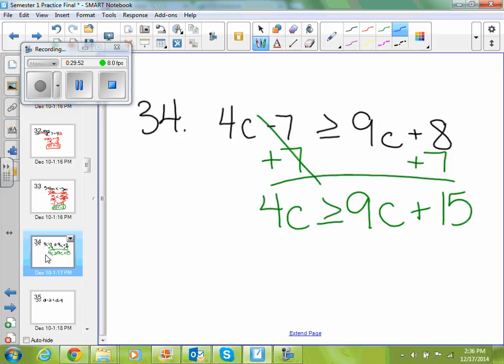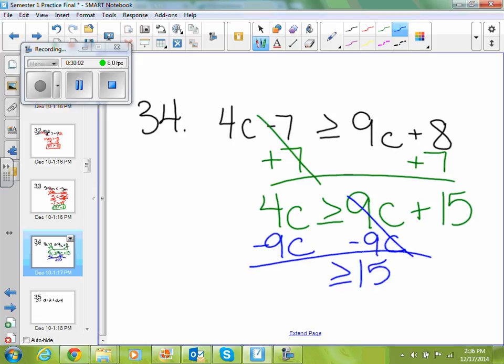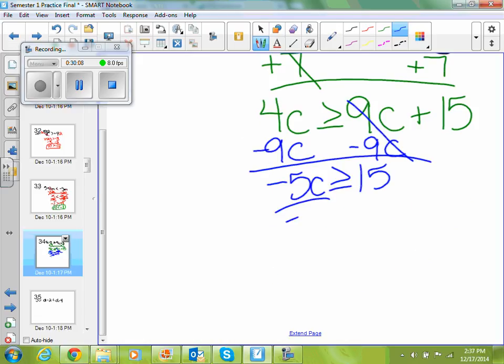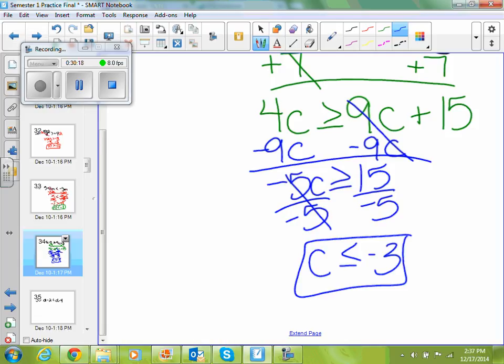Now what do I do? You would get rid of that, you would subtract. Negative 5c. Now what? 15 divided by negative 5. And then you flip the inequality because it's by a negative. What do I get? Negative 3. Very good. So c is less than or equal to negative 3.